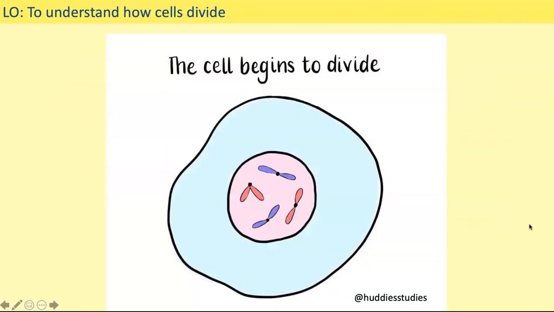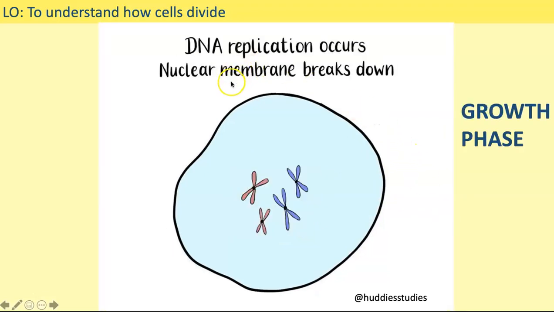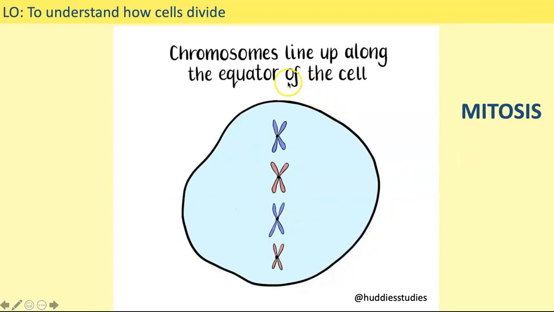So I'm going to show you what the different stages of cell division would look like under a microscope. If you do want to copy these down, you will have to pause it. So this is what the cell looks like when it begins to divide. So we can see the chromosomes, they're very distinct. Then DNA replication occurs, so they've all replicated and the nuclear membrane has broken down. Then the chromosomes line up along the equator or the middle of the cell.